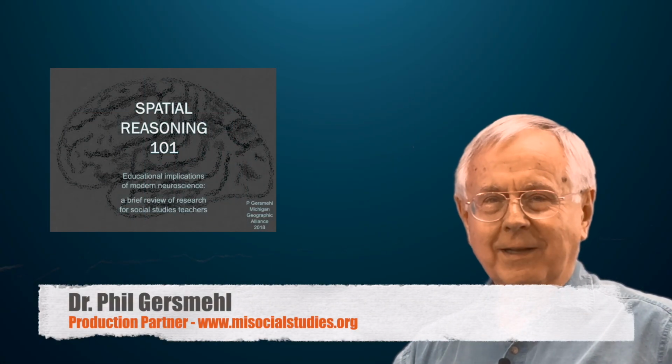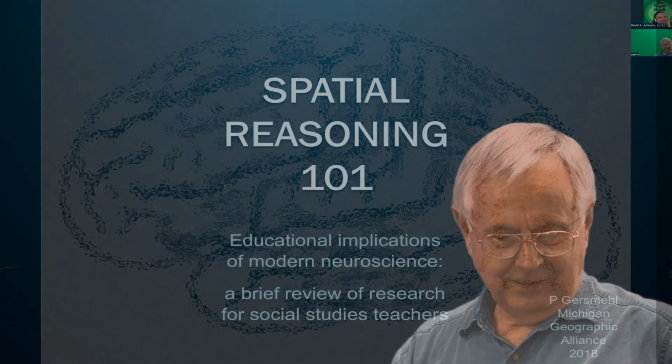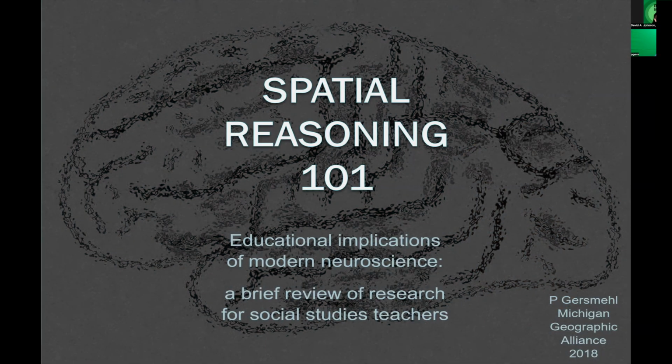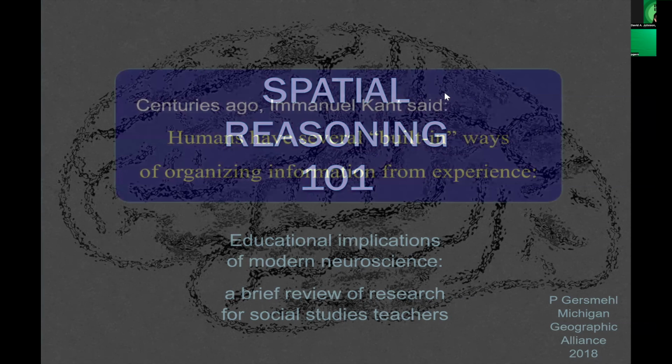Okay, this one's admittedly a kind of geeky presentation. Spatial Reasoning 101 is a look at what modern neuroscience says about how brains think about things when they're looking at something like a map or a graph. It's a brief review of research aimed at social studies teachers.